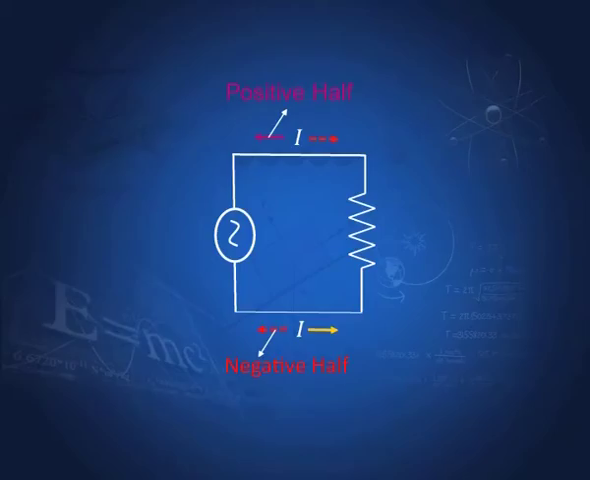Once again, suppose this is a circuit. In an ordinary current, the electrons will always be flowing in one direction. Here, when the current changes direction, the electrons will flow in one direction for one half of the cycle and will flow in the opposite direction for the next half cycle.